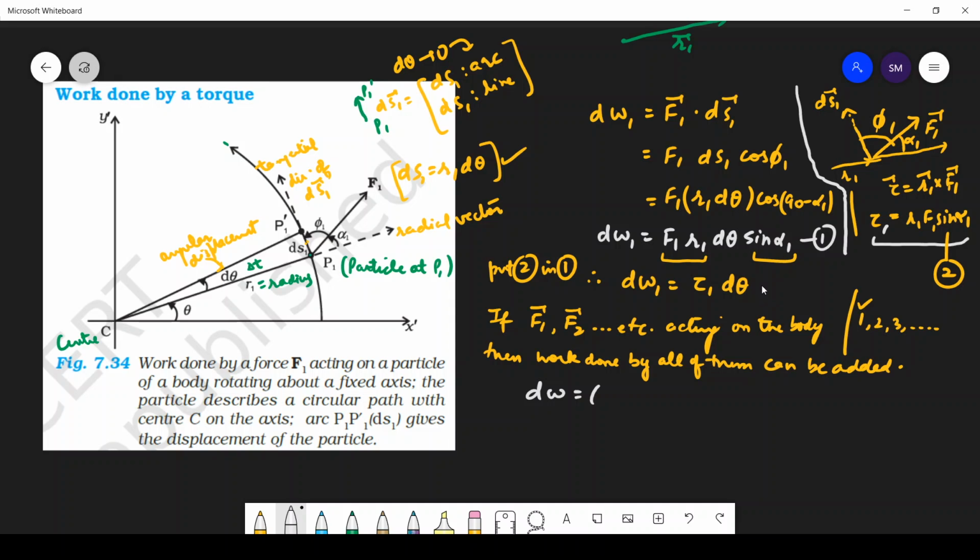So now rewriting this equation again. I have removed 1 from here. Now this dw is for the extended body. That was for the first particle, 1 1 1, and now I have removed 1 here. So the net work done by all of them will be tau 1 plus tau 2 and so on, into d theta. So now I have taken the impact of all the forces acting on this particle. This was due to the force F1 only.